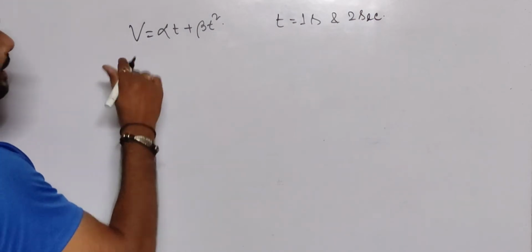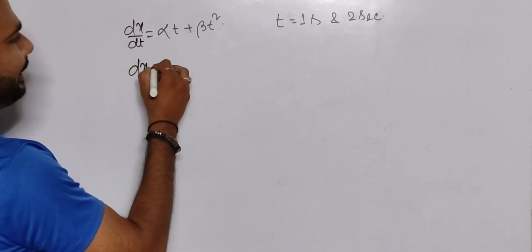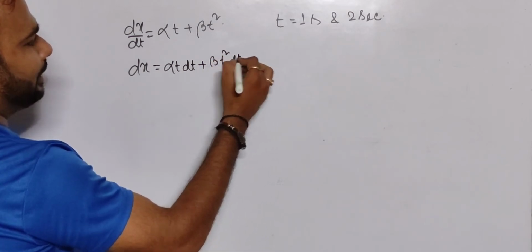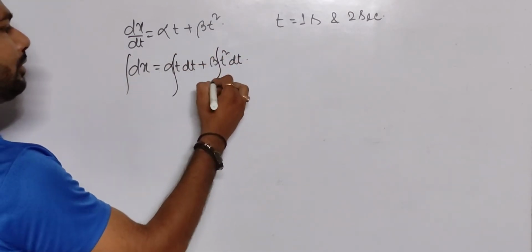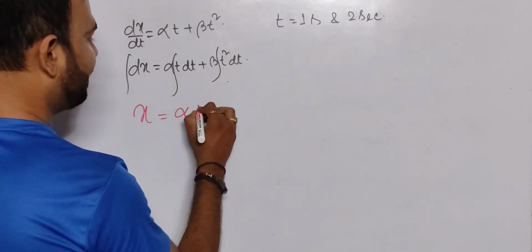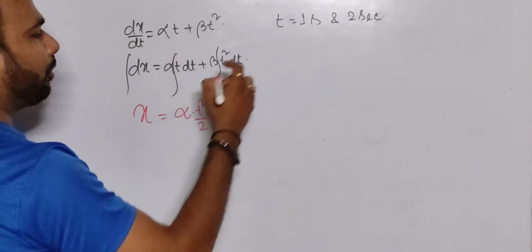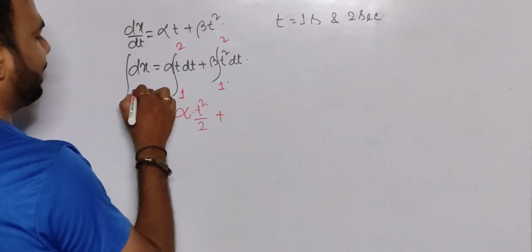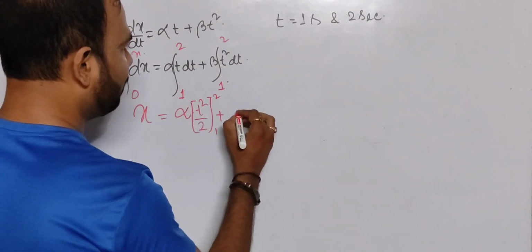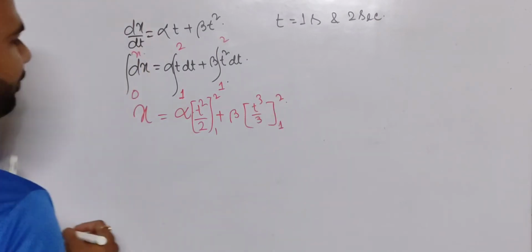between t equal to 1 second and 2 seconds. So simple, change velocity into dx by dt, cross multiply: dx equal to alpha t dt plus beta t square dt. Integrating both sides, we have x equal to, that is the displacement, alpha t square by 2. Here we have to put the limit 1 to 2, here 0 to x, it will convert into x, here 1 to 2, plus beta t cube by 3, 1 to 2.